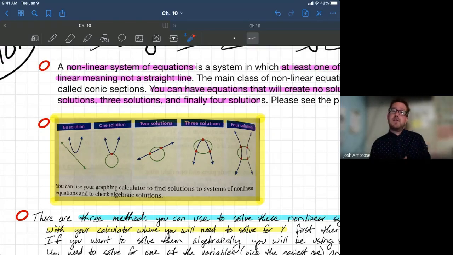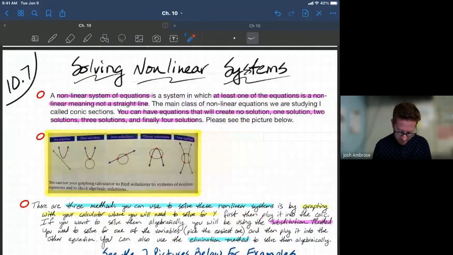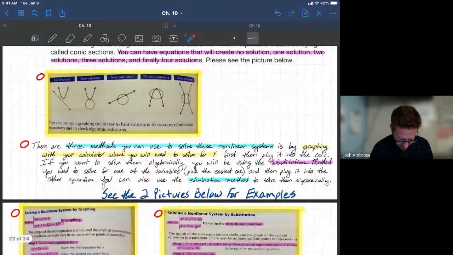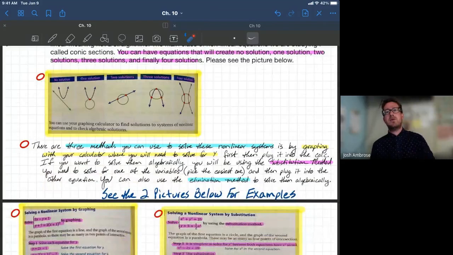Because if you graph it on the graphing calculator and you see there are a lot of overlapping parts, then you're going to have multiple answers. And you have to represent all of those answers when it comes time to give your solution. All right, see the picture below? That is just examples of what it could look like with none, one, two, three, or four solutions.